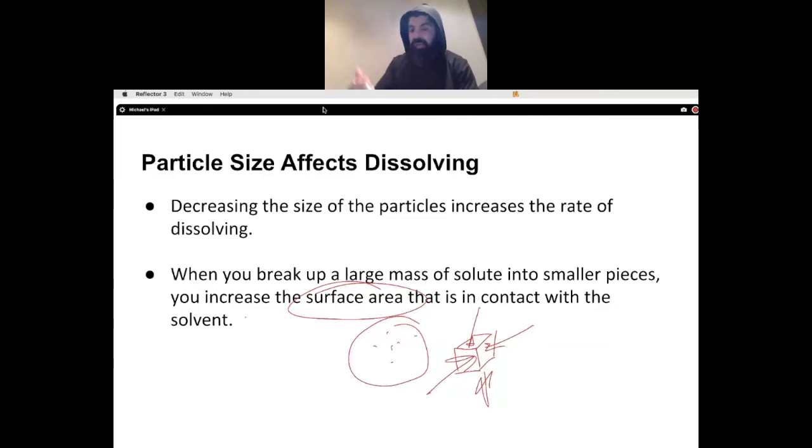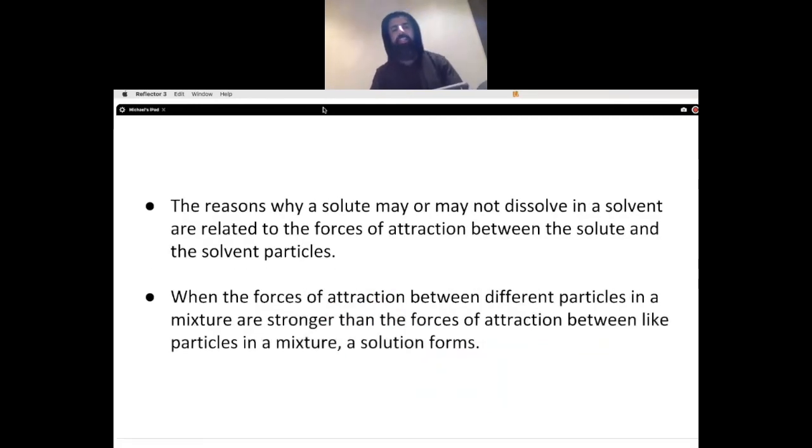So the best bet, if you were to use a sugar cube, is to crush it with a spoon or your fingers before you put it in, if you want a quicker result for your dissolving. Reasons why a solute may or may not dissolve in a solvent are related to the forces of attraction between the solute and the solvent particles.